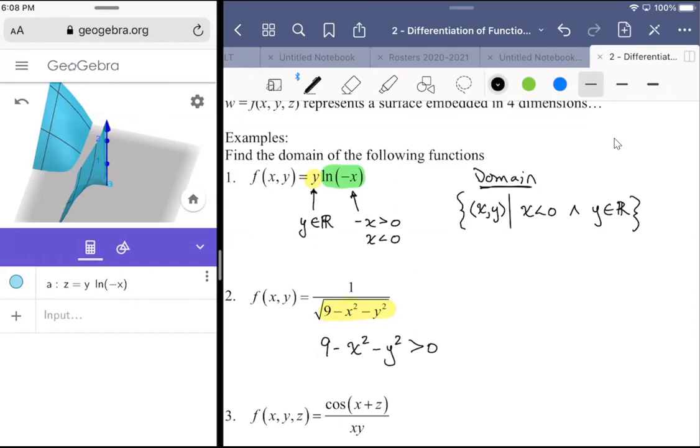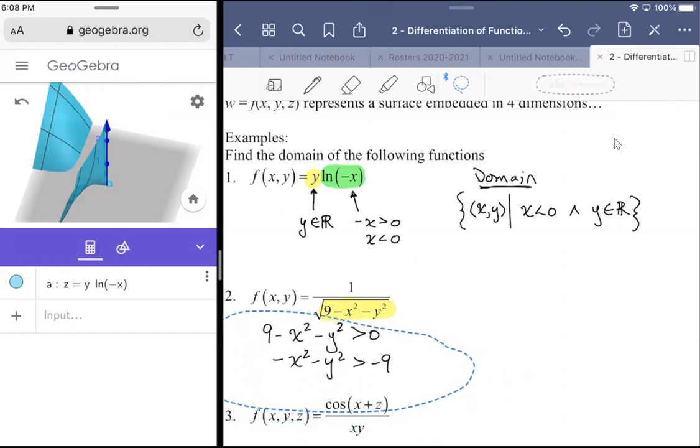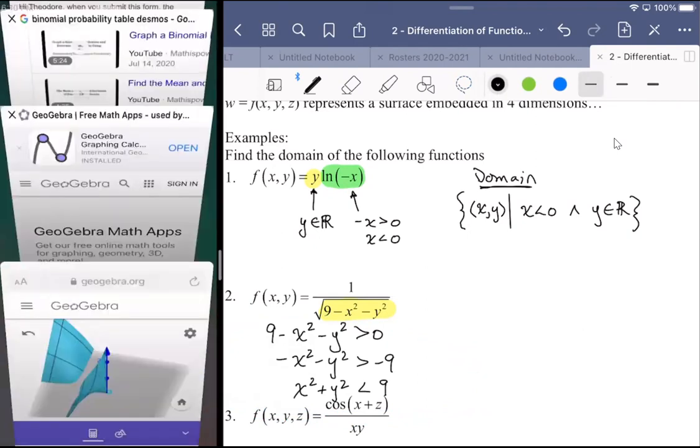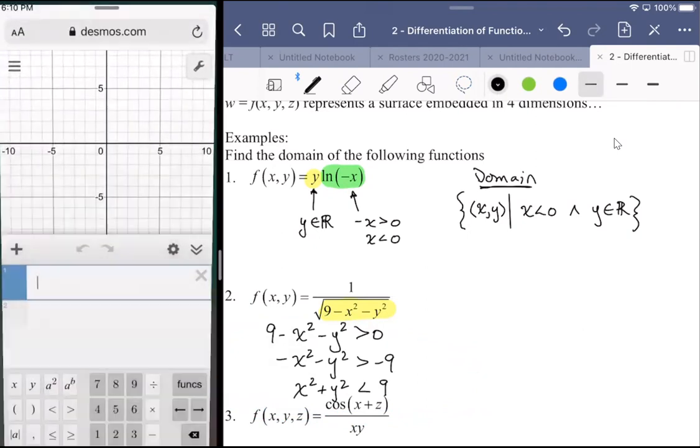Now I can clean this up a little bit. I can subtract the 9 from both sides. But then I can negate, which would cause a direction change in the inequality. So I would say x squared plus y squared is less than 9. All right. So what that represents is a conic section, but specifically the innermost part of that conic section. All right, let me just show you in Desmos what that would look like.